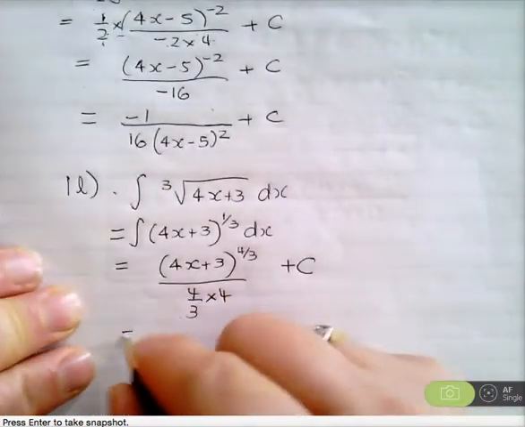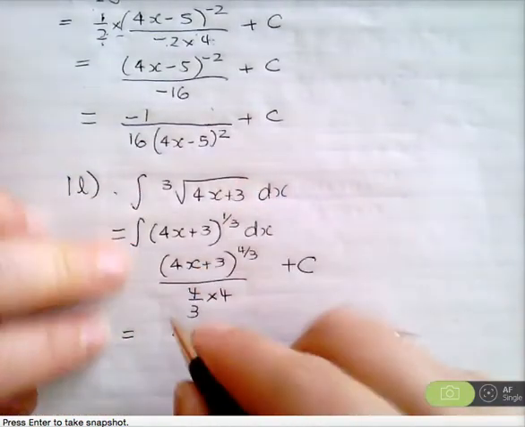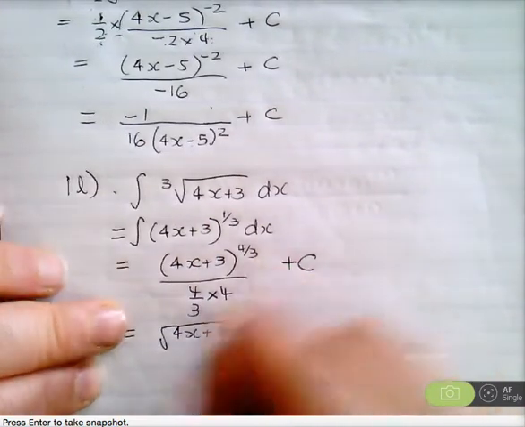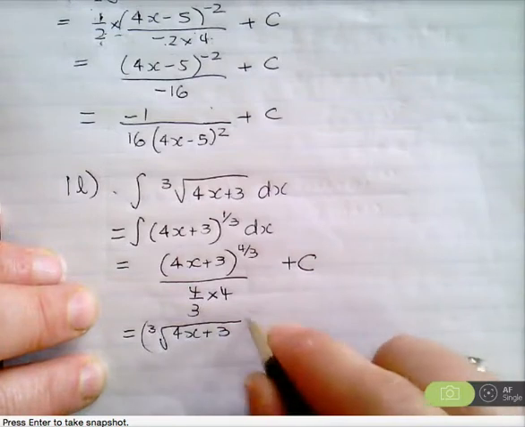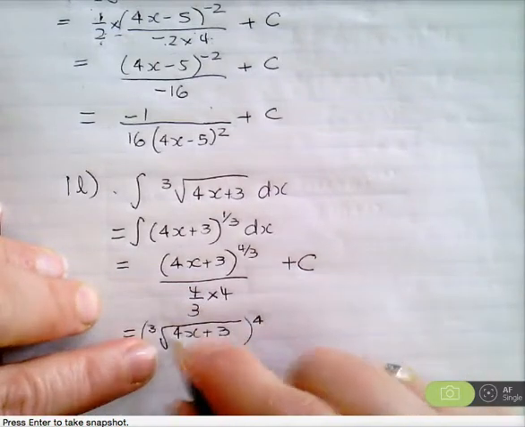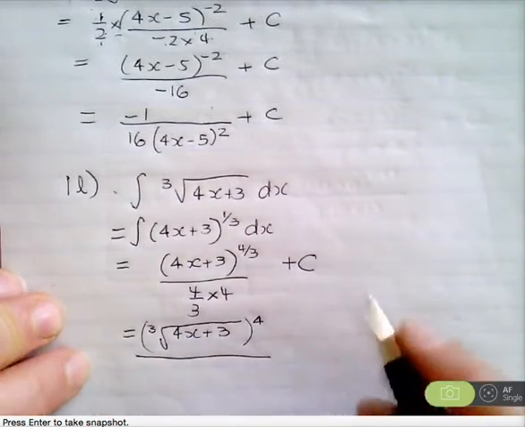So we get 4x plus 3. Now I want to write it the way the question is. Isn't that the cubed root of 4x plus 3 all to the power of 4? It doesn't matter if I put the power of 4 outside or put the brackets and put it inside. It doesn't matter.